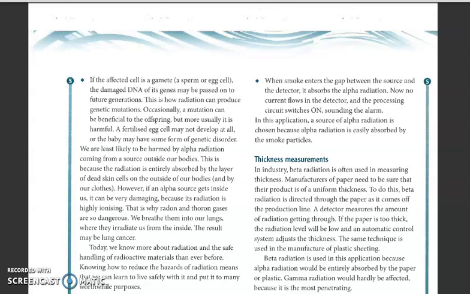Okay, so next is thickness measurement. So in industry, beta radiation is often used in measuring thickness. The manufacturers of paper need to be sure that their product is of uniform thickness. That is, every page needs the same thickness. Okay, to do this, what they use is beta radiation.